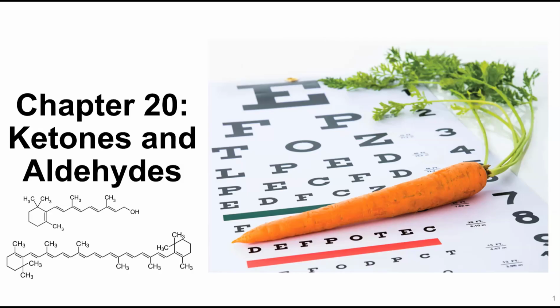In Chapter 20, we'll be looking at ketones and aldehydes. We can see a carrot here, which contains beta-carotene, which is a compound. The structure here is beta-carotene, which can be synthesized from aldehydes or ketones. This is vitamin A, which can also be synthesized as well.